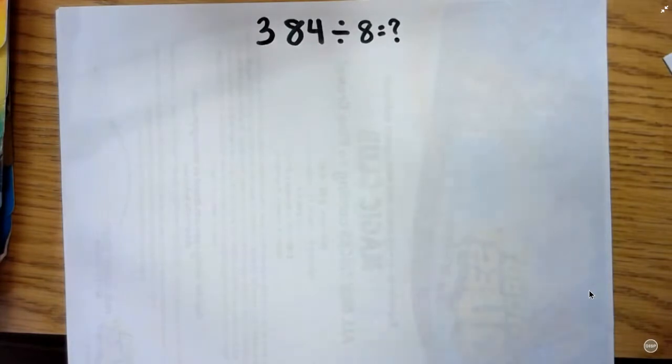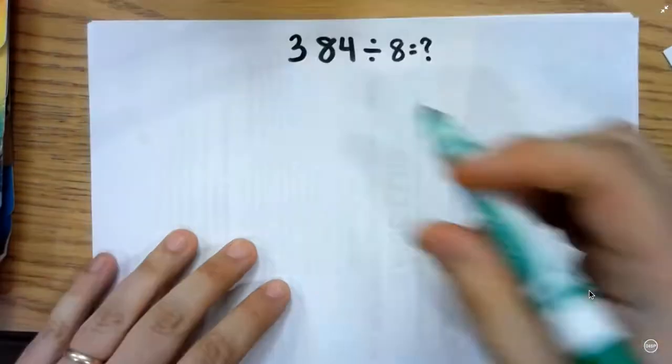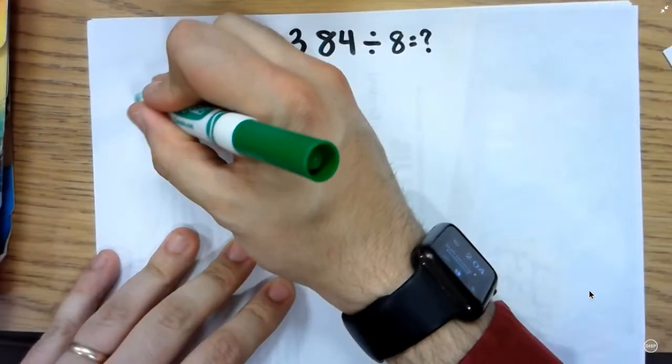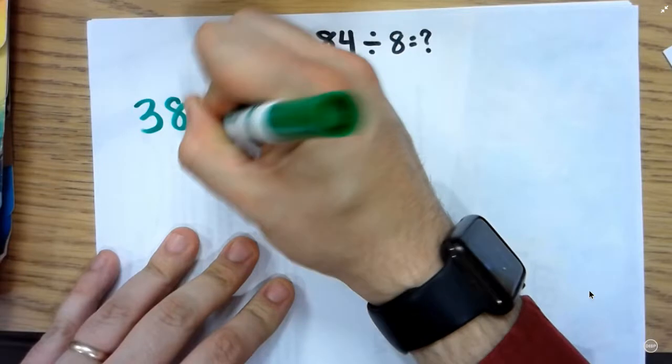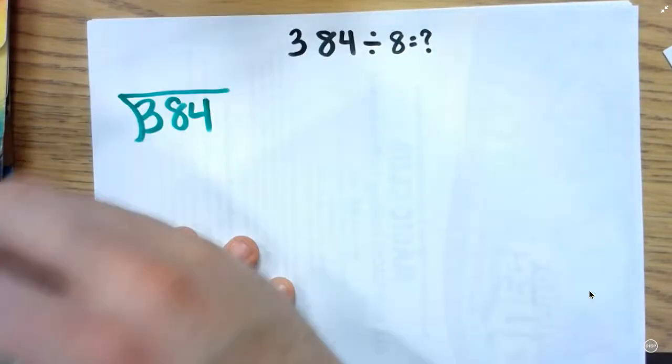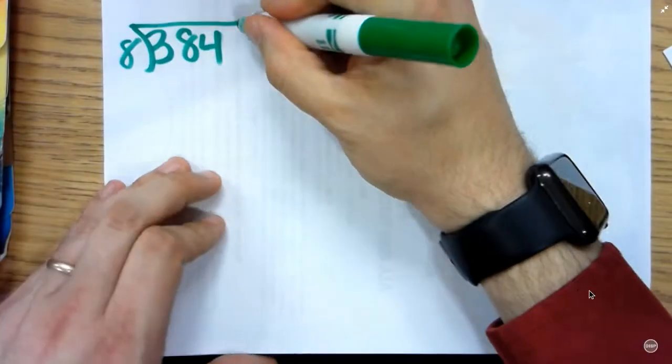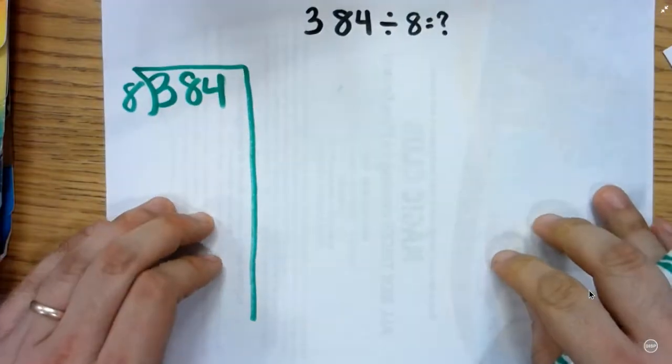If you feel like you've got the gist of this here, you can feel free to move on to better things right now. This is just another example if you'd like it. Let's take a look at 384 divided by 8. So we've got 384 divided by 8.